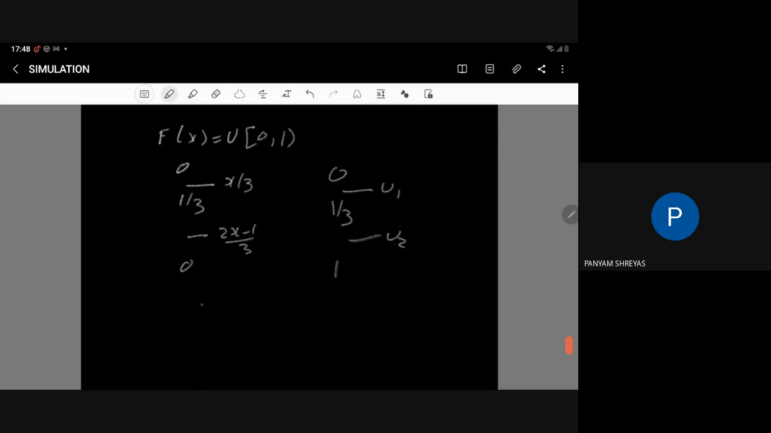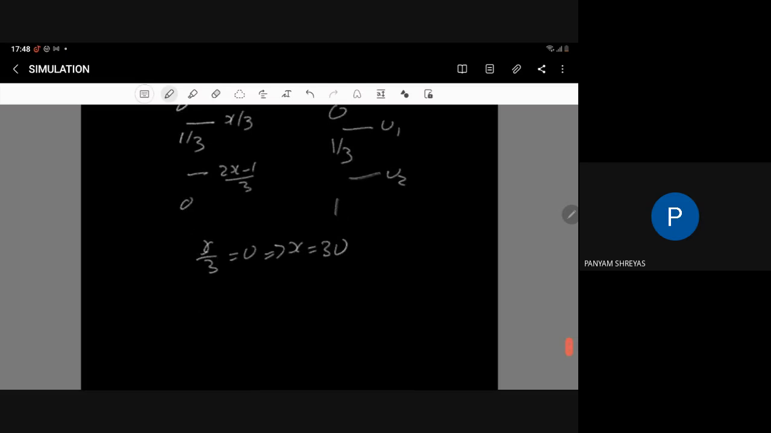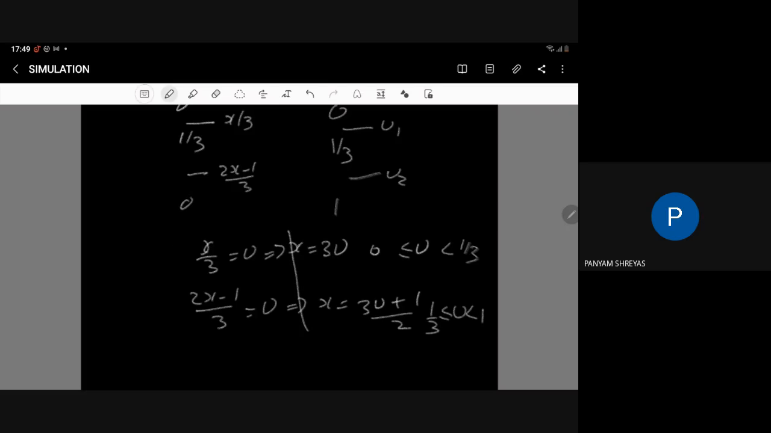So this will give you x by 3 equal to u, which implies x equal to 3u, and here we have 2x minus 1 by 3 equal to u. So this will give you x equal to 3u plus 1 by 2. u varies from 0 to 1 by 3, and u varies from 1 by 3 to 1. So this is the scheme to generate the continuous random variate which follows the given distribution.